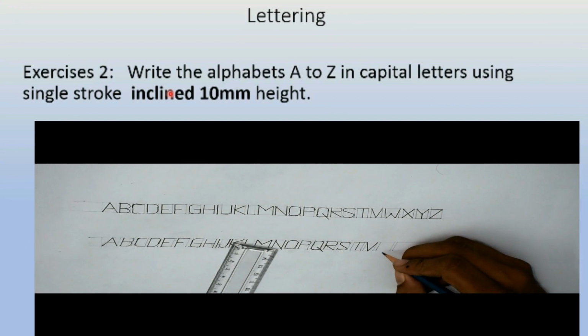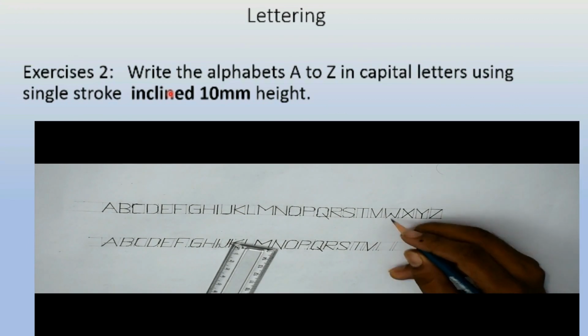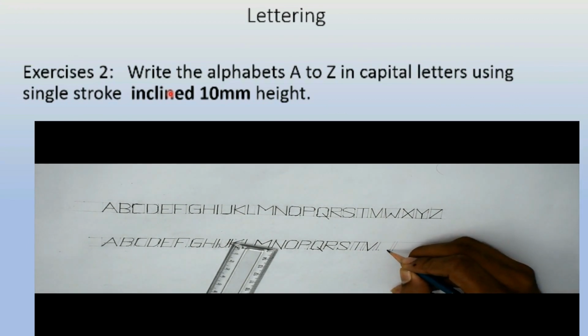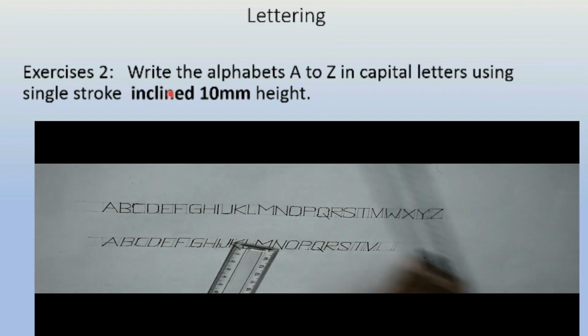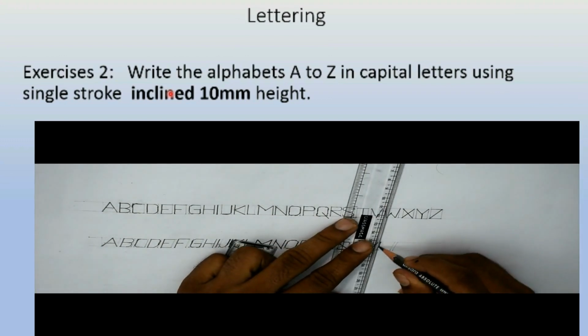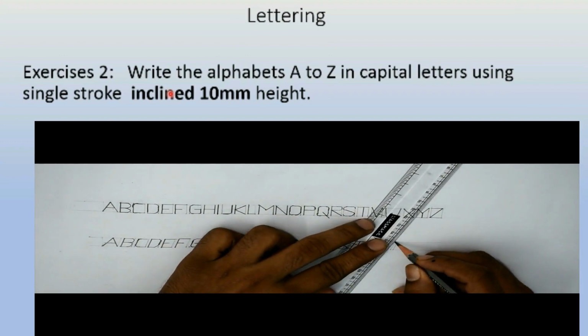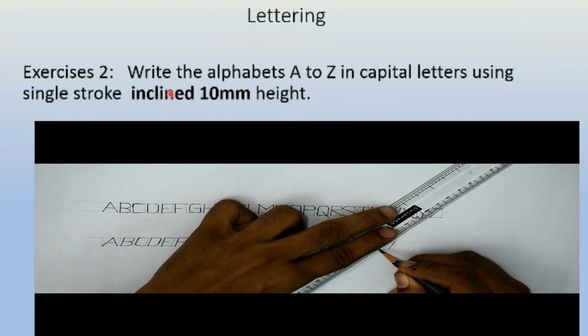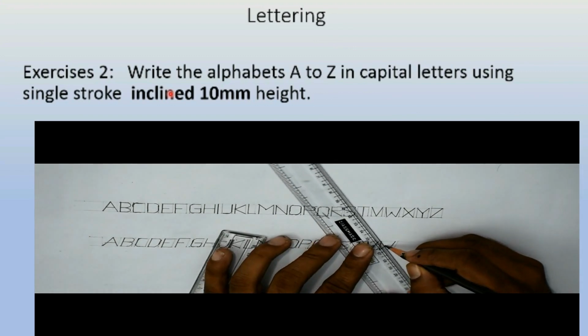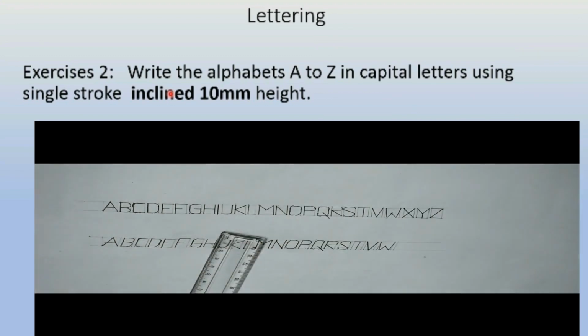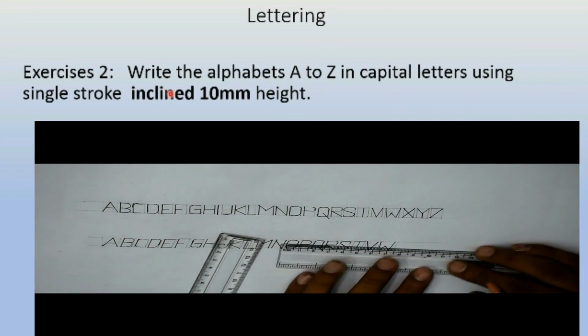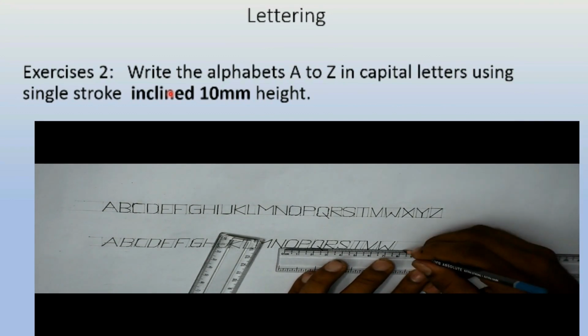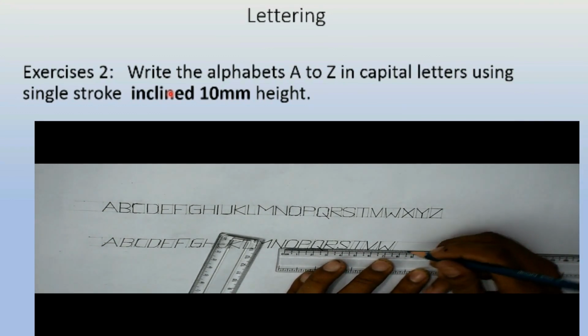So as I told earlier in the earlier problem, you have to take 1 mm or 1.5 mm distance here, and afterwards you can join this. This is a case only for the letter W. Then again 7 mm gap.